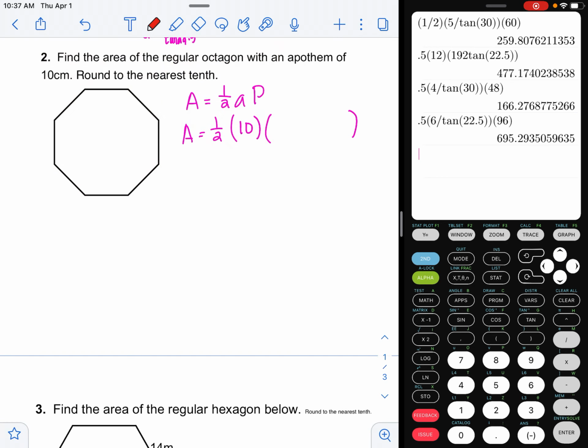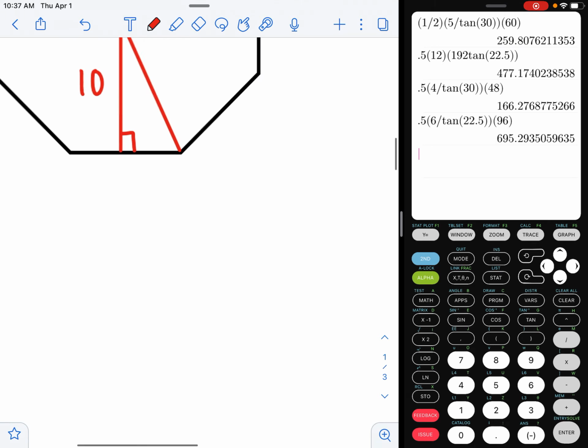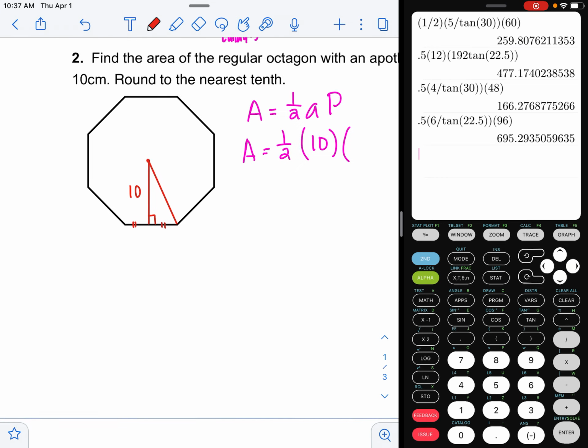All right, so I'm going to draw the center of my octagon. Then I'm going to draw in my apothem. Here's my right angle. And I'm not going to put A on my apothem because I know my apothem is 10, so I'm going to put 10 there. I'm going to draw in my radius. I'm going to say these two pieces are congruent. And I'm going to say, okay, was I given my radius? No.